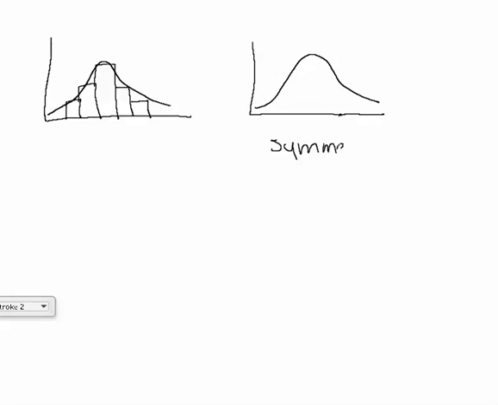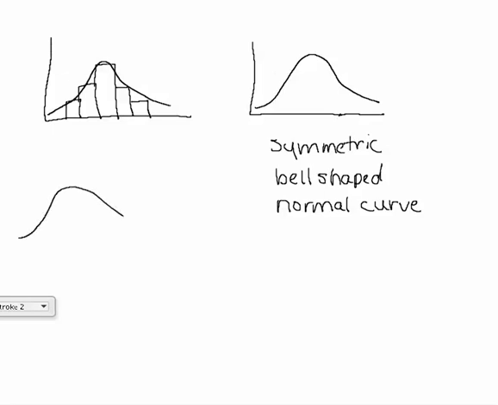You will also hear it called a bell-shaped curve. And you will also hear it called a normal curve. And we will spend quite a bit of time on that. Some curves, however, are not symmetric, bell-shaped, or normal. They are what is called skewed. And a skewed curve looks like, here's one.